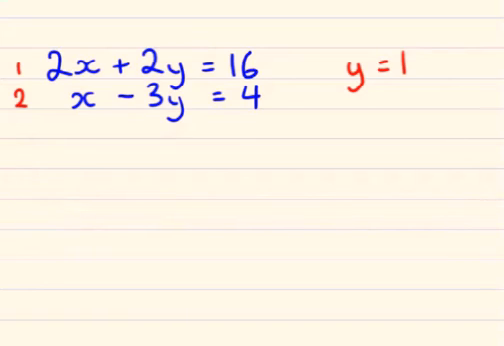Okay, let's substitute in. Let's choose one of them. What about we choose equation 2, might be the easiest one here. x take away 3y. 3 times y is 3. It equals 4. x take away 3 equals 4, what number can you subtract 3 from to get 4? x equals 7. So hopefully you're going pretty good with these.